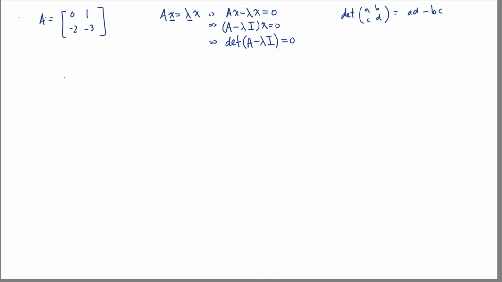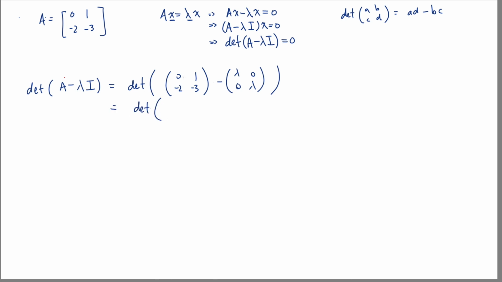Okay, so let's apply this to this matrix. So the determinant of A minus lambda I is the determinant of the matrix 0, 1, negative 2, negative 3, minus lambda times identity. Well, that's just lambda on the diagonals and 0 elsewhere.